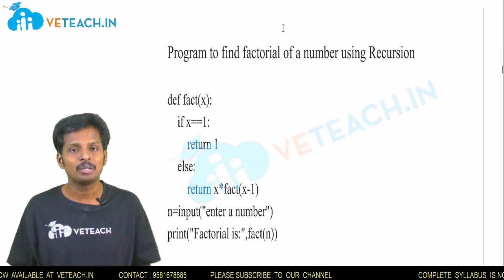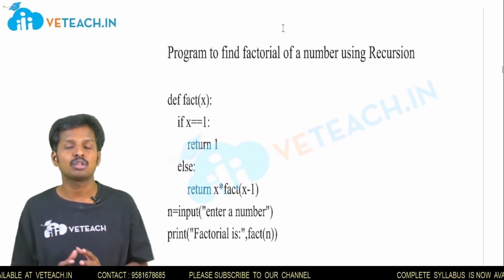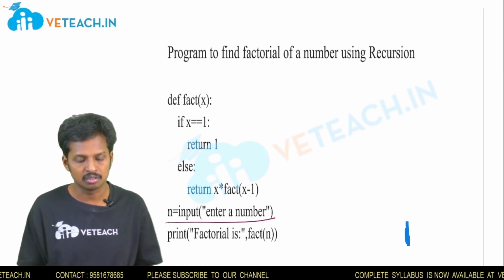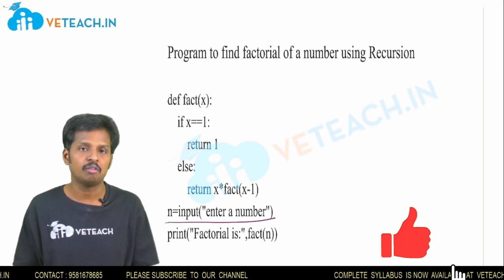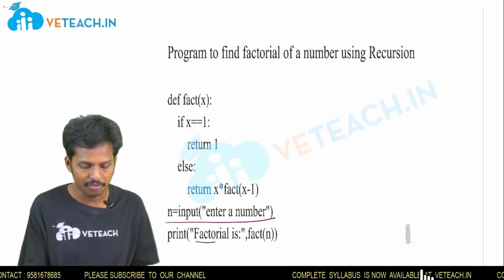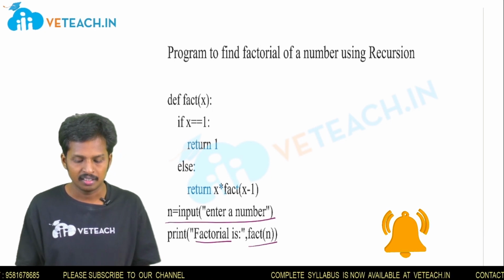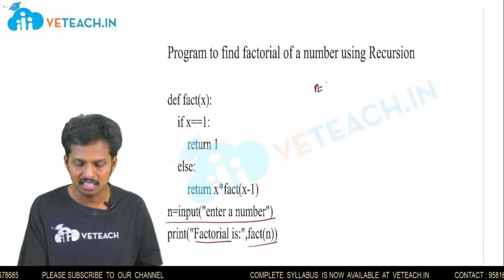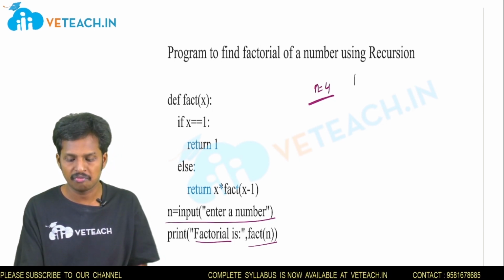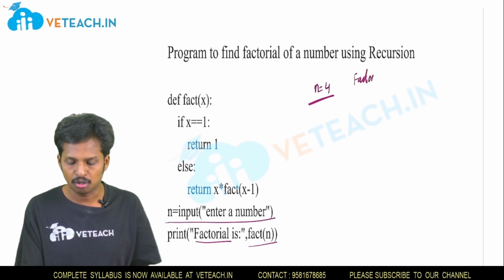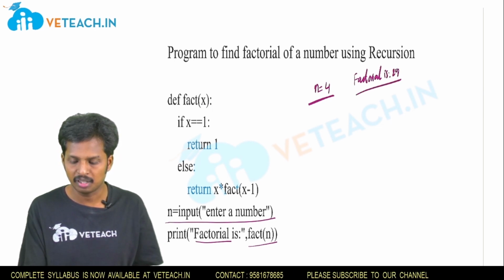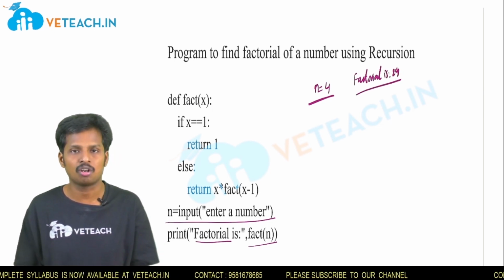Let's see an example program for finding the factorial of a given number using recursion. We are taking an input from the user, n = int(input("Enter a number")), and then I am writing a print statement, factorial is fact(n). Let us suppose that I have taken n = 4 as the input. According to our knowledge, the output should be: factorial of 4 is 24. Let's check whether 24 will be printed on the screen or not.